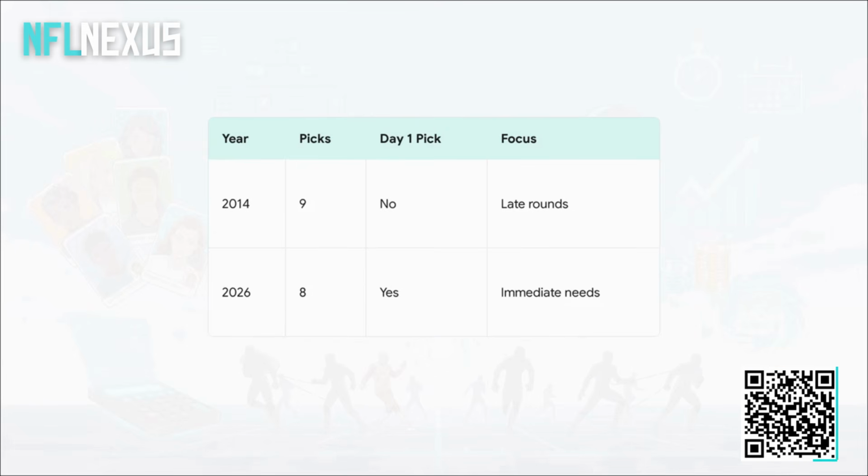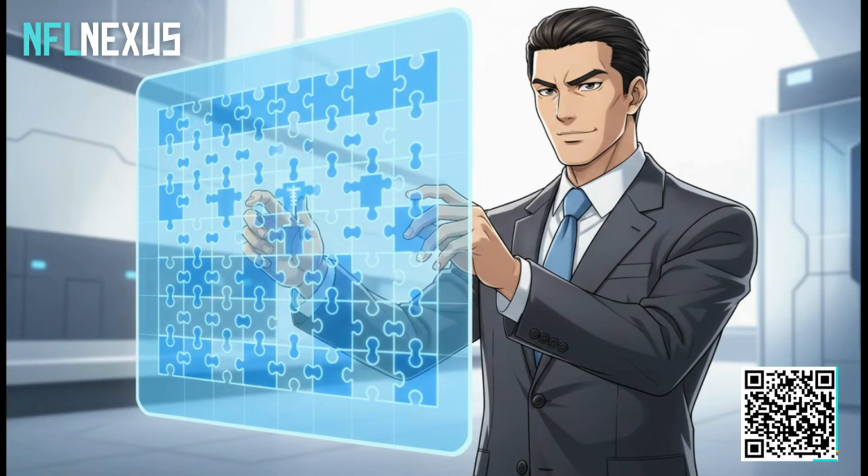Now, fast forward and look at 2026. The urgency in the building is entirely different. They wheeled and dealed to double their initial 4 picks up to 8 total selections through trades, and they aggressively, intentionally targeted immediate, glaring roster needs right from the very first round. This strategic shift from the front office is incredibly clear when you compare the 2 off-seasons.